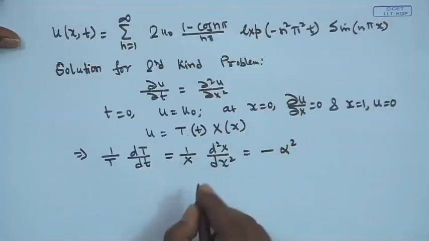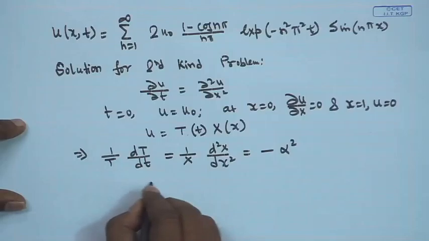They will be equal to some constant, and that constant can be 0, can be positive, can be negative. We have seen earlier that if it is 0 or positive on the right hand side, then it will give a trivial solution. So, this constant has to be a negative constant. So, this has to be equal to minus alpha square.